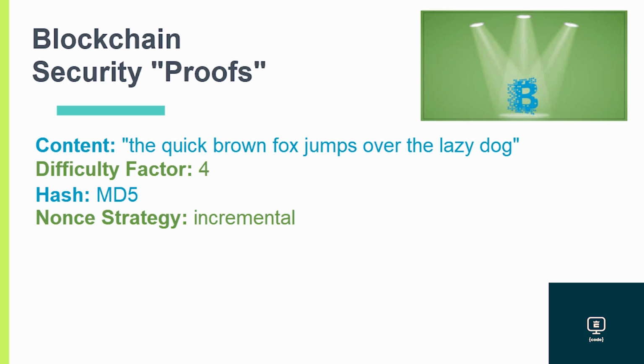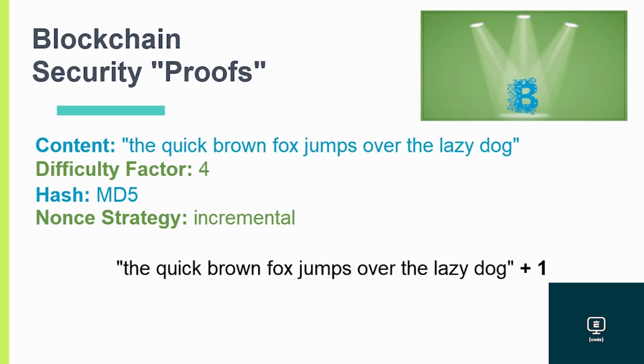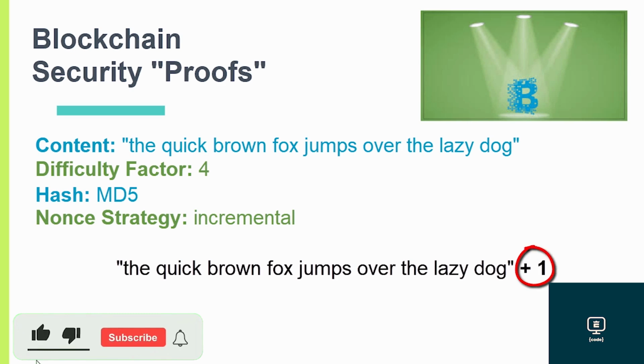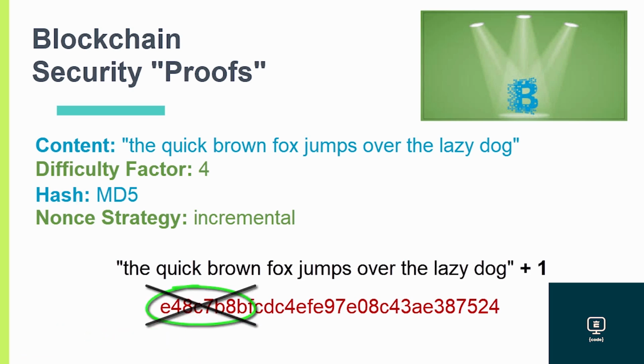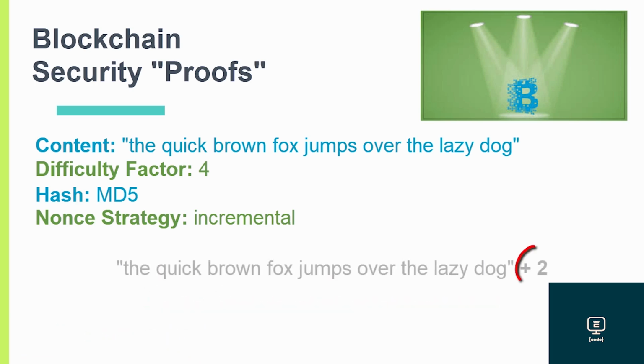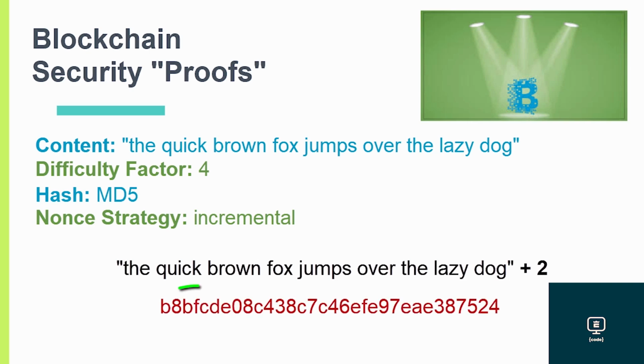First, we start with "The quick brown fox jumps over the lazy dog 1," which has an MD5 hash value of this. This doesn't start with any zeros, so we increment our nonce, assuming our nonce strategy is to add 1 to the previous nonce value, and then try "The quick brown fox jumps over the lazy dog 2," and then 3, and then 4, and 5, and so on.